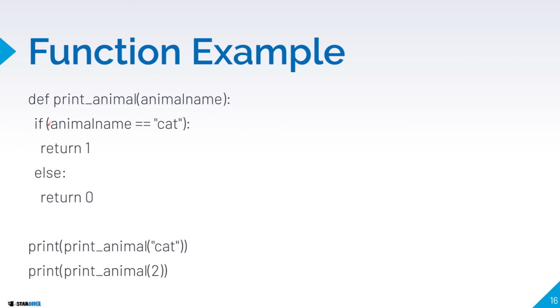So if we go in here and we return here, we don't run anything else. We'll just return this value and exit the function. So let's say we run and call this function the first time with the string cat. It'll go in, and in this case, animal name is given the value of cat. And since this statement is true, we will return 1. So this will print out 1. But then when we run it again with the value of 2, what happens is the value of animal name is now 2 instead of cat. So this is false and will return 0, meaning that this will return 1 and this one 0.